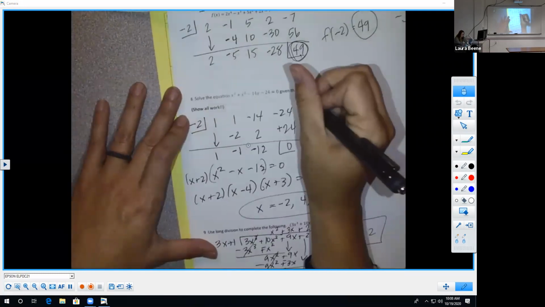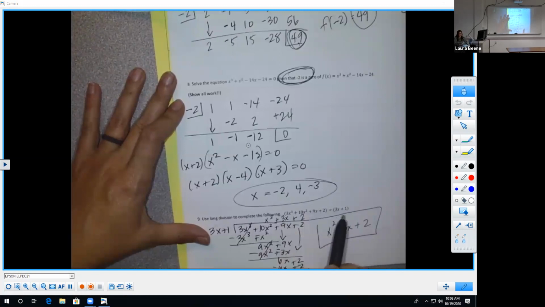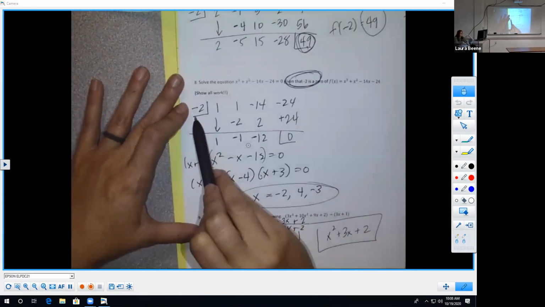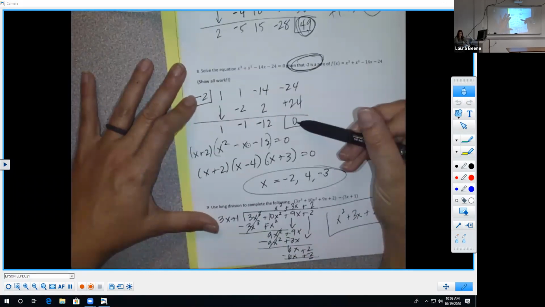I told you that negative 2 is an answer. So negative 2 is one of your answers. Find the other ones. The way you find the other ones is you use synthetic division. Divide by the thing you know is the answer. You get a remainder of 0.